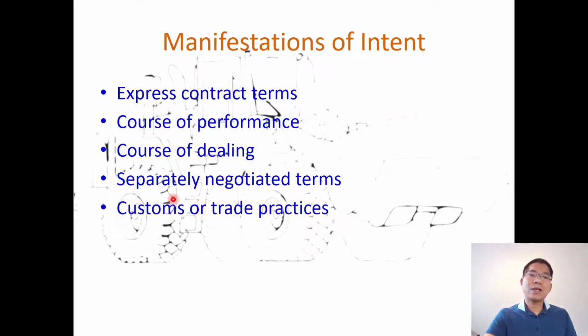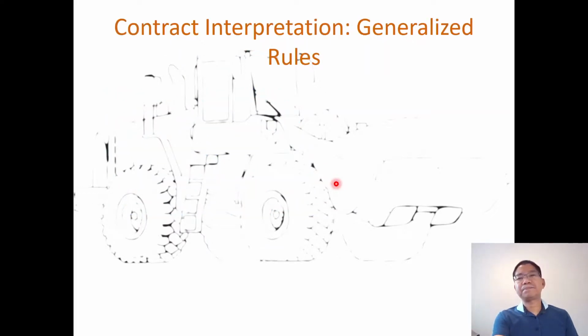And the last one is the custom or trade practices, something that the industry calls for, we can have that. So this is the order. The first is the express contract term, very clear, no dispute. Then if it's not, then course of performance, and go down further through the manifestations of the intent.